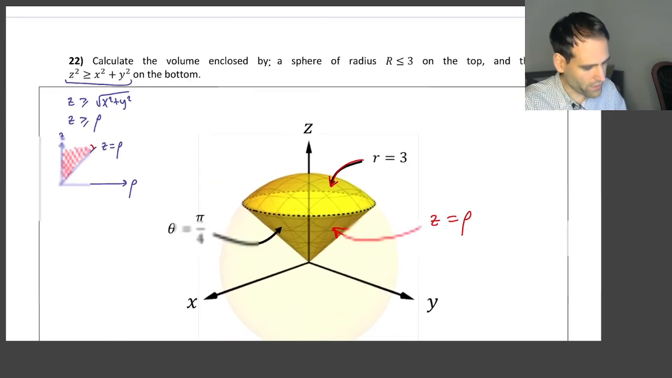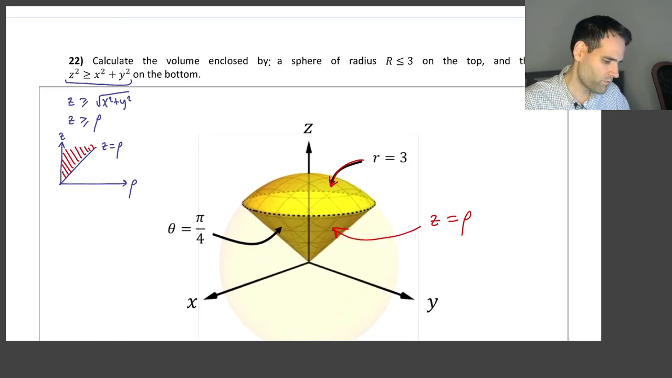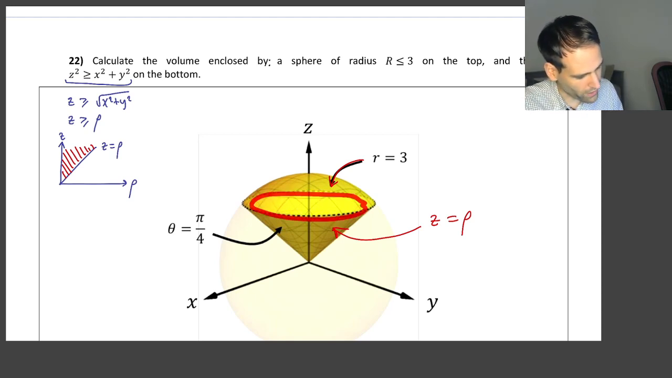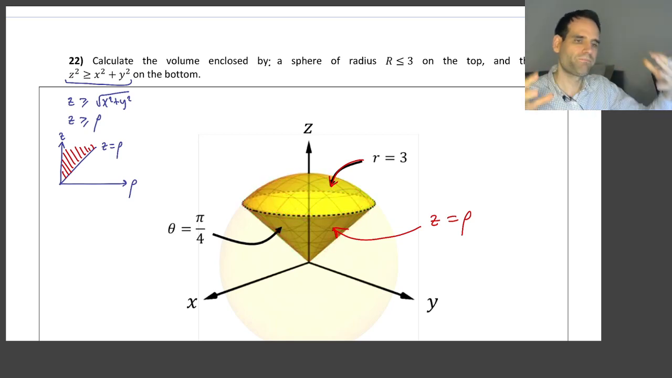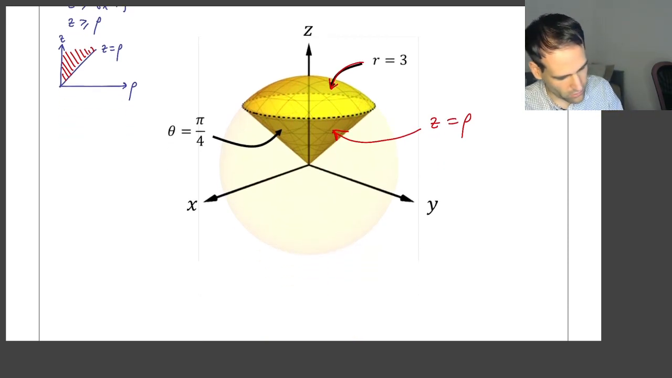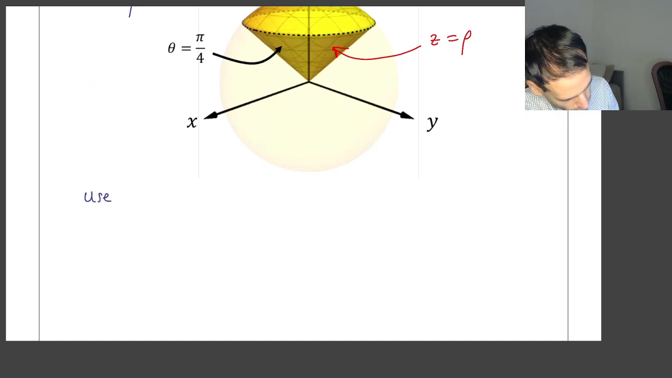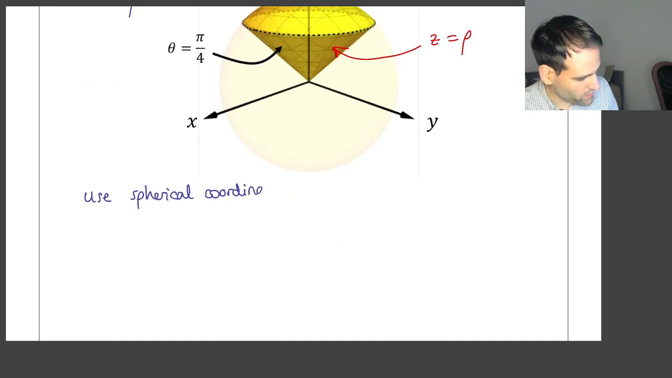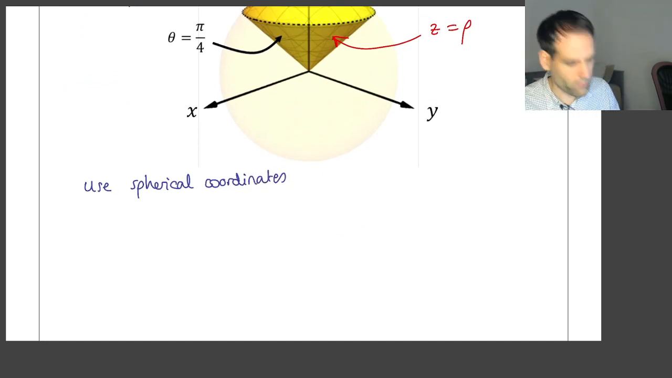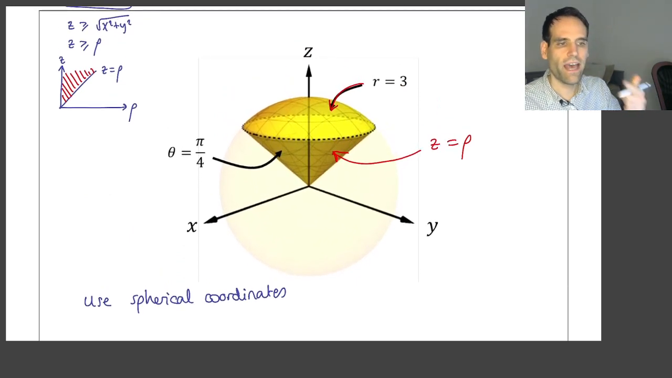Now, how do we integrate this? We could choose rectangular coordinates, and it would be a mess. We could try cylindrical coordinates. I think it would also be very complicated. It would be easy to do the cone part, but very difficult to do this spherical cap. So clearly the best option is to use spherical coordinates. Which means that we're going to find the volume by integrating along r, theta, and phi.